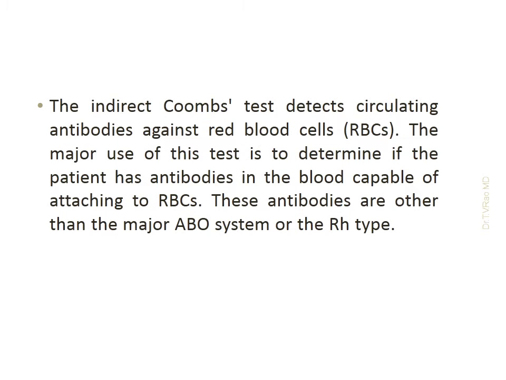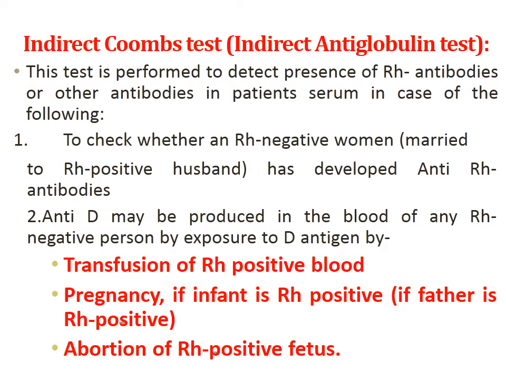The indirect Coombs test detects circulating antibodies against RBCs. The major use of this test is to determine if the patient has antibodies in the blood capable of attaching to RBCs. These antibodies are other than the major ABO system or the Rh. Indirect Coombs test, indirect antiglobulin test.